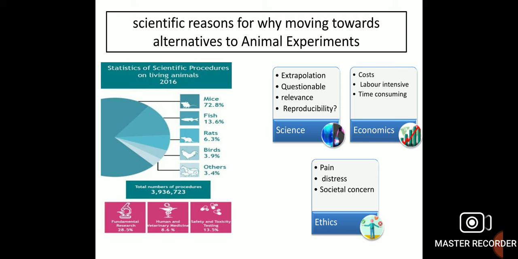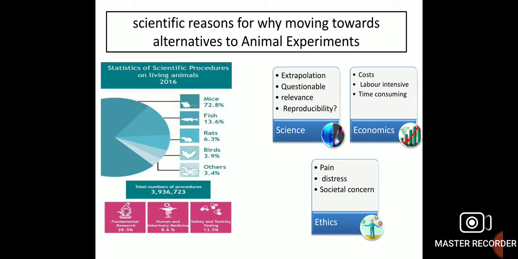What are the scientific concerns? Scientific concerns arise because of extrapolation of data from animals to humans. Also these procedures and animal experiments are questionable in how relevant they are, because we know we are ultimately going to give our drugs to humans. So how would testing in animals be relevant for our purposes? And reproducibility means, can we get the same results after doing repeated experiments on different animal species?